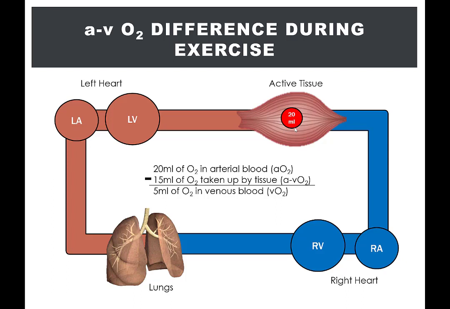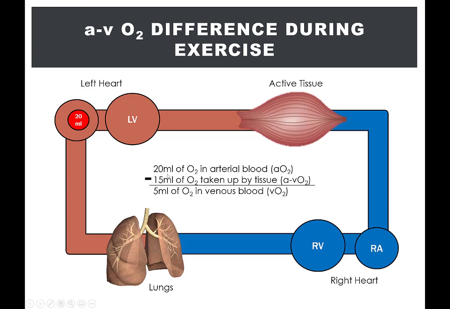And therefore, at maximum intensity exercise, almost 15 milliliters of oxygen can be taken up by active tissues, like active skeletal muscles. And what is coming back in venous return is only 5 milliliters of oxygen per deciliter of blood. And this returns to the right side of the heart, and it gets pumped back into the pulmonary system. And even though there is less oxygen in the venous blood compared to rest, the pulmonary system does an efficient job at reoxygenating that blood 100% back to 20 milliliters per deciliter.